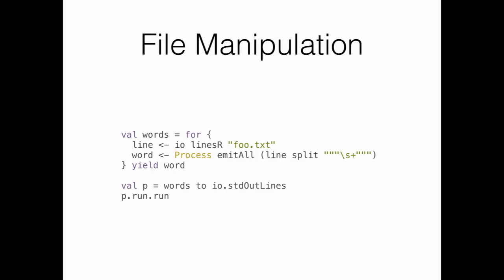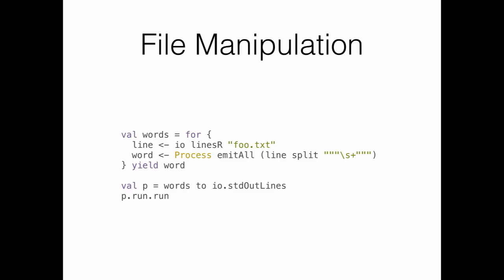File manipulation is really, really easy. I know file manipulation of the sort that's trivial and you can put on a slide is not interesting, but use your imagination and pretend I'm doing something more exciting than emitting words. We open a file using the IO linesR combinator. This is something that's built into scalaz-stream. We're reading all of the lines in the file foo.txt, splitting them based on white space, and then spitting those all back out to standard output lines.